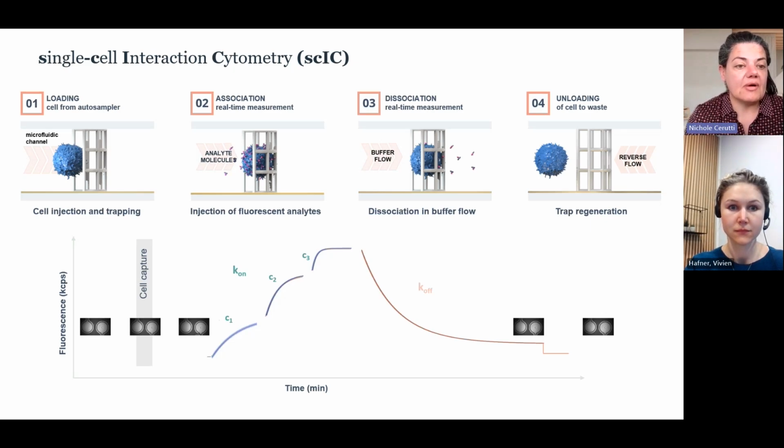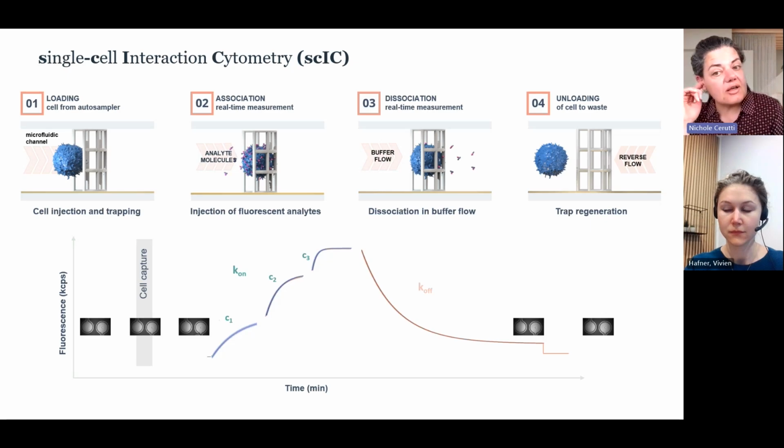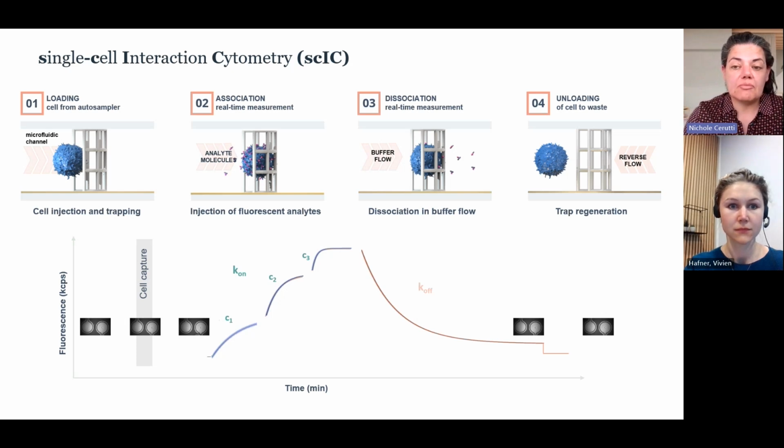So you can see here on the biosensor surface, there are cages that trap the cells. Following this, your fluorescently labeled molecules are passed over the cells, and the association of the therapeutic with its target is measured in real time. Once equilibrium or steady state binding is achieved, the fluorescently labeled molecule is replaced with buffer, and the dissociation of the molecule from the surface can then be monitored.